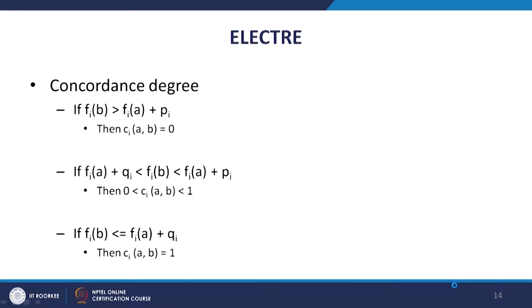So, a few terms you can see here. fi(b) is the performance of alternative B with respect to criterion fi, and by fi(a) we mean the performance of alternative A with respect to the given criterion, that is fi, and by pi, as we discussed, we mean the preference threshold. So, if fi(b) is greater than fi(a) plus pi, that is, if the performance of alternative B is greater than the performance of alternative A plus the preference threshold, then the partial concordance degree, that is ci(a,b), is going to be defined as 0.